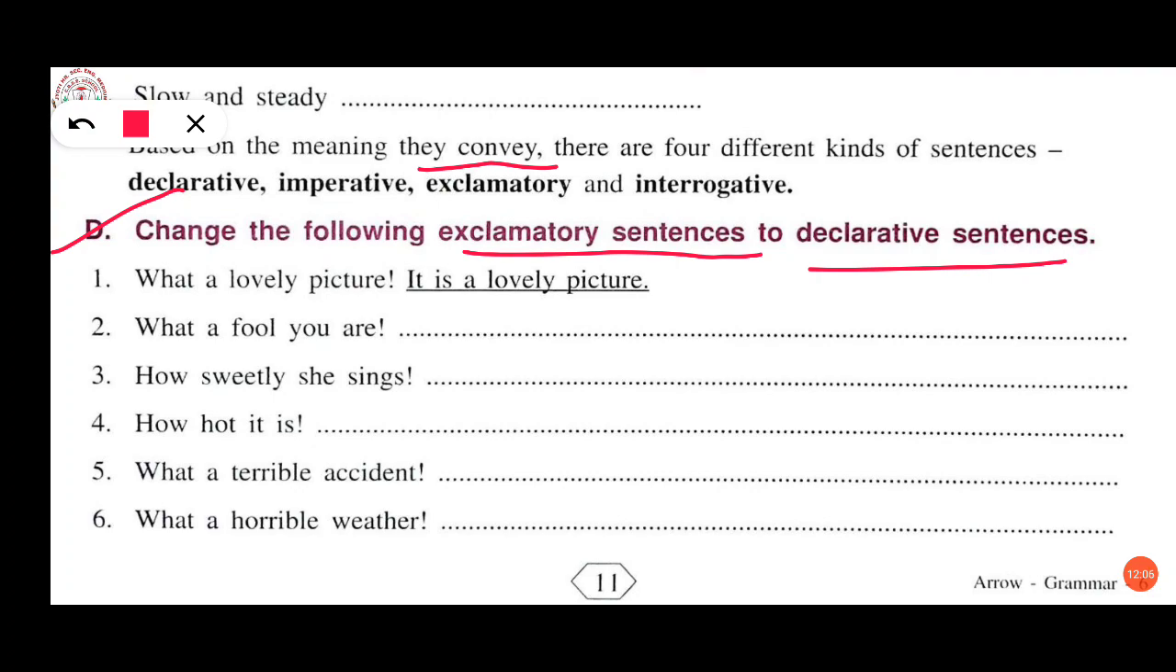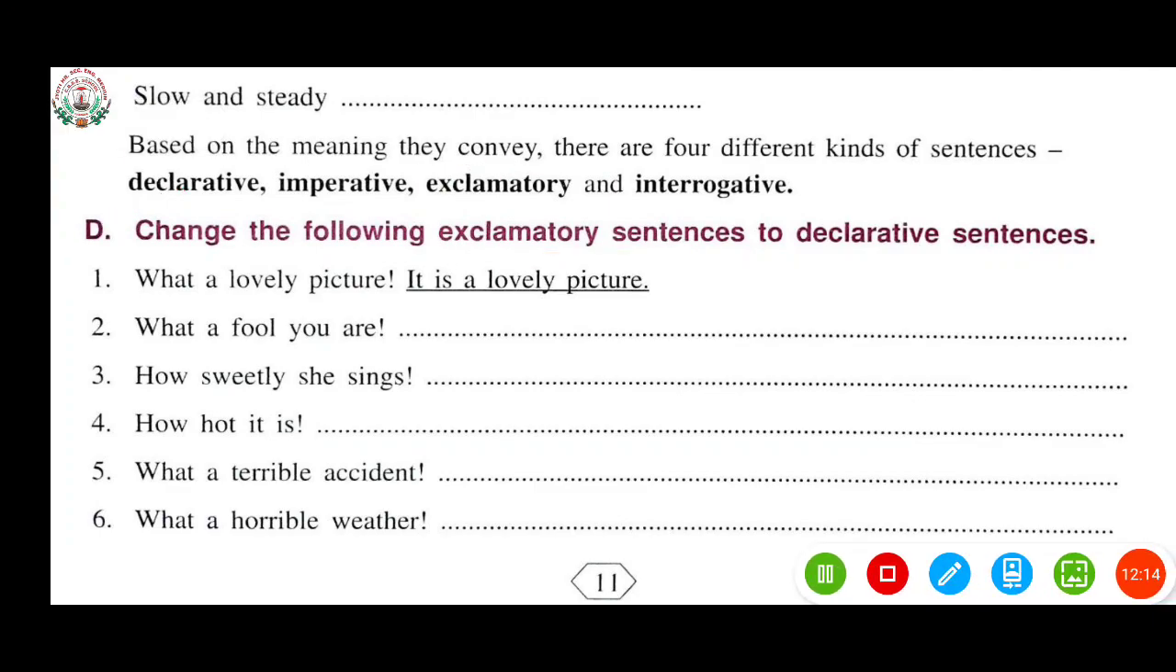Fourth one, how hot it is, it is very hot. So fifth and sixth one, try to write answer by your own.